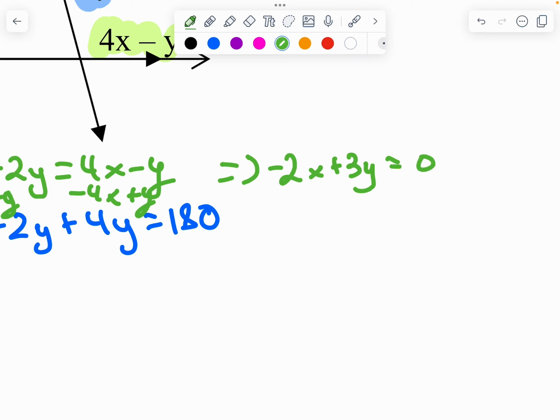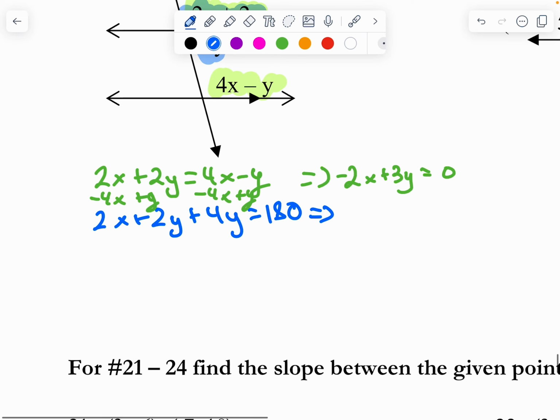4x minus 4x is 0. Negative y plus y is 0. The absence of a number is still a number, and in this case, they're both just going to be 0, right? So 0 plus 0, 0. For the blue, we're going to combine our like terms. So 2x, we can't really do anything, we don't have another like term, but we do have two y's. We have 2y and 4y. So 2y plus 4y is 6y, and it is equal to 180.